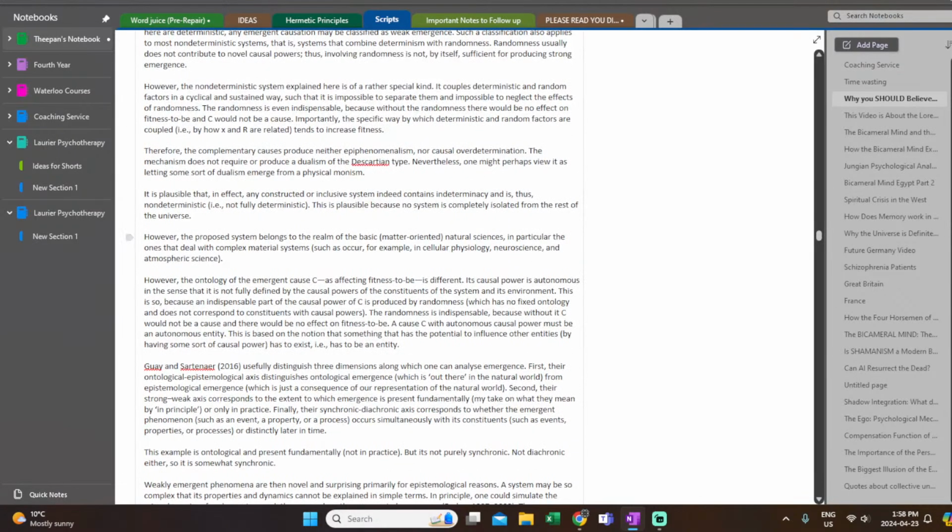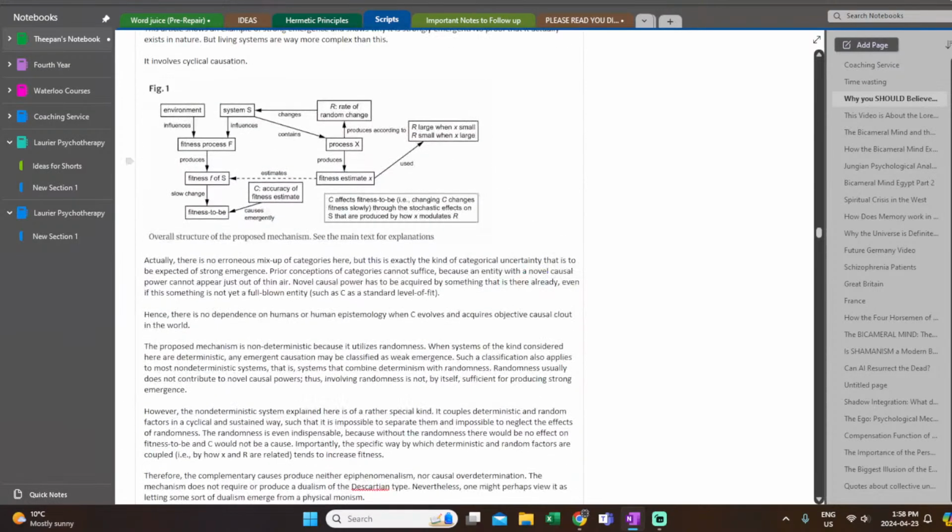However, the ontology of the emergent cause C as affecting fitness to be is different. So he's just explaining the ontology of the emergent cause C. Its causal power is autonomous in the sense that it is not fully defined by the causal powers of the constituents of the system and its environment. So that's exactly the key, right? This is how you show that it's strongly emergent: it's not a direct consequence of these smaller systems, it's this brand new thing that's influencing the lower systems.